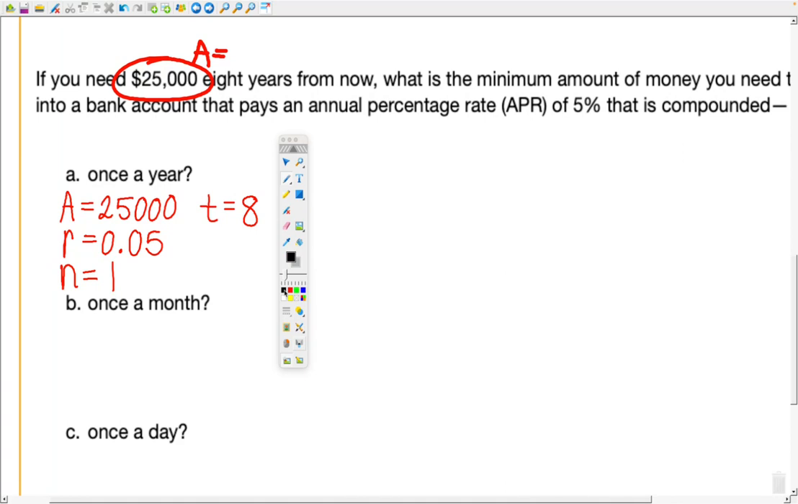Let's finish this up. So instead of putting A equals, what am I putting? No, y'all, what am I putting? 25,000. Y'all have got to pay attention.